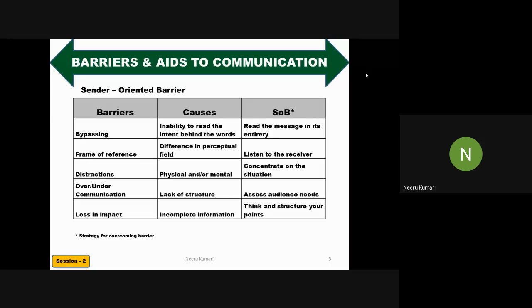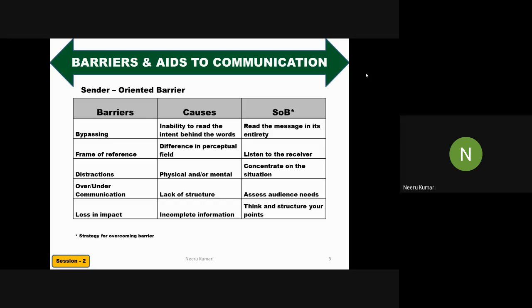We have to avoid bypassing if we really want to improve our communication. This will also help us to overcome the barrier. Hence, whenever we are reading, we should read the complete message. Whenever we are listening, we should listen to the complete message. Whenever we are writing, we have to write the complete message. Whenever we are doing any work, we have to do it in entirety, in totality. You cannot stop things in between.